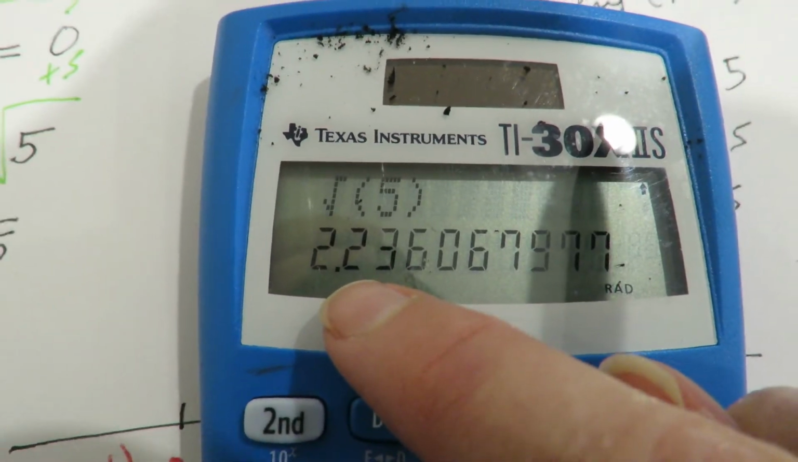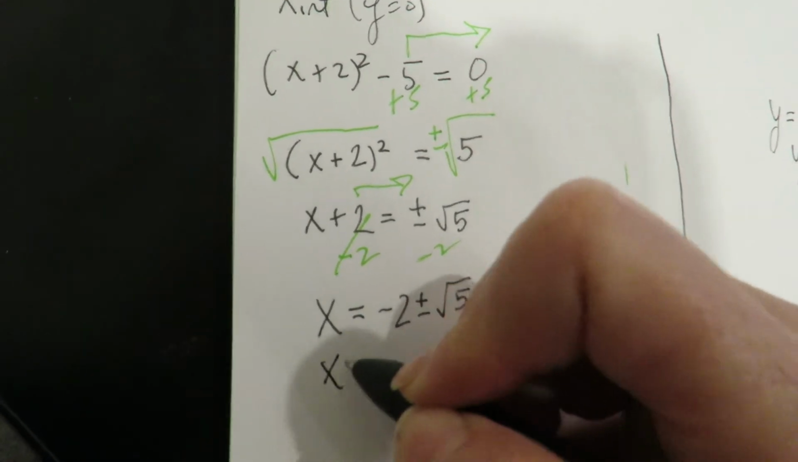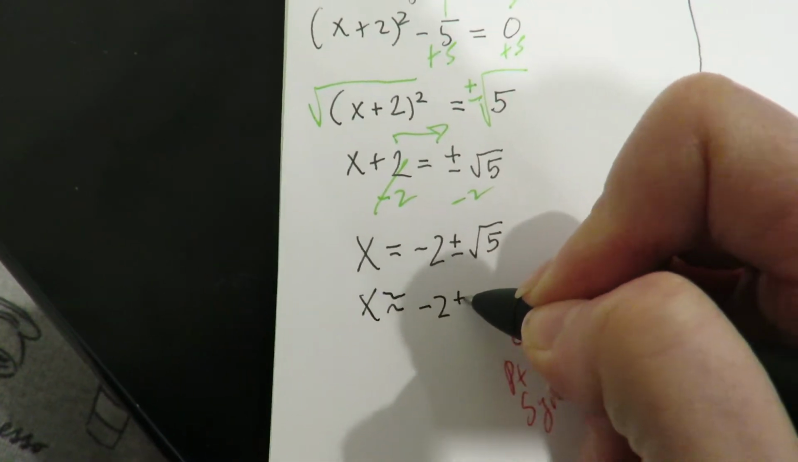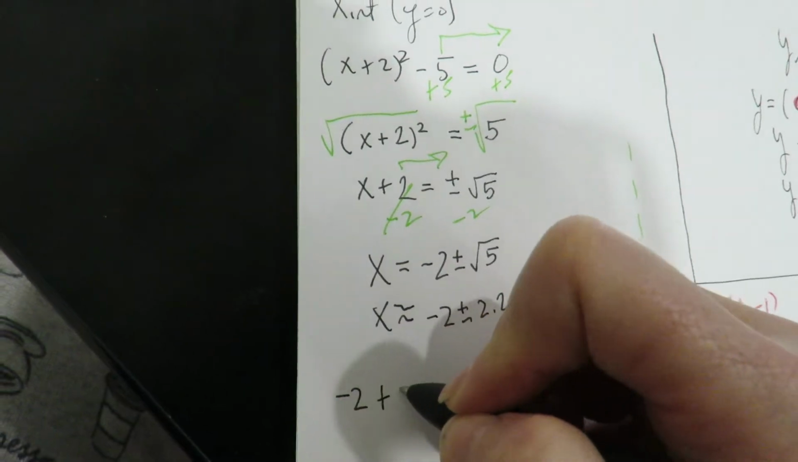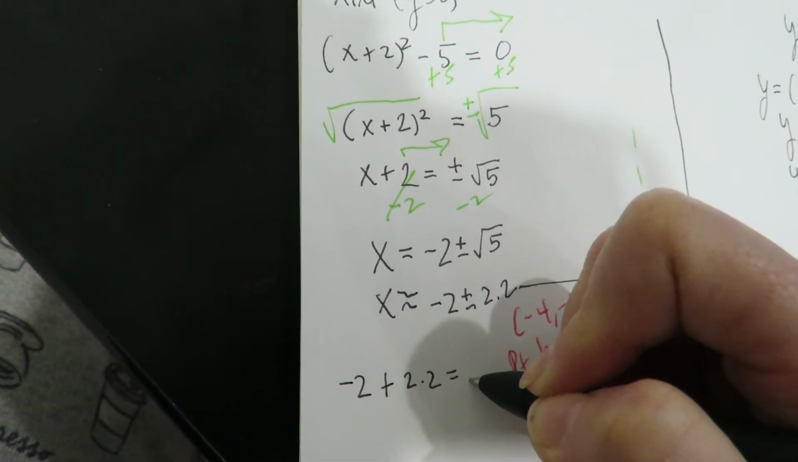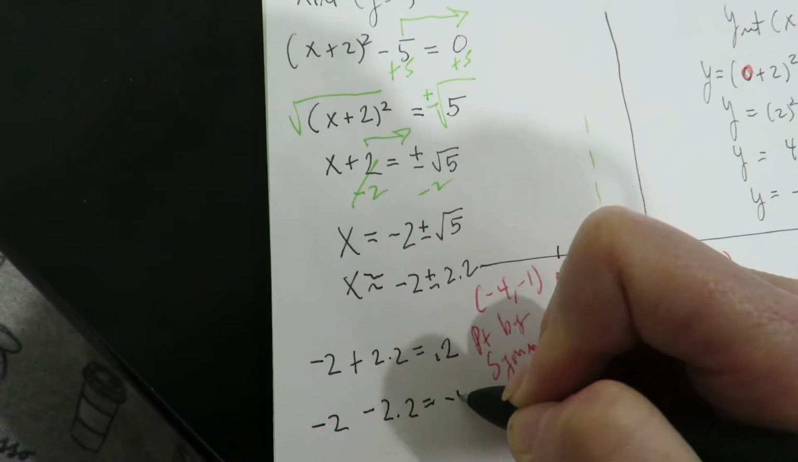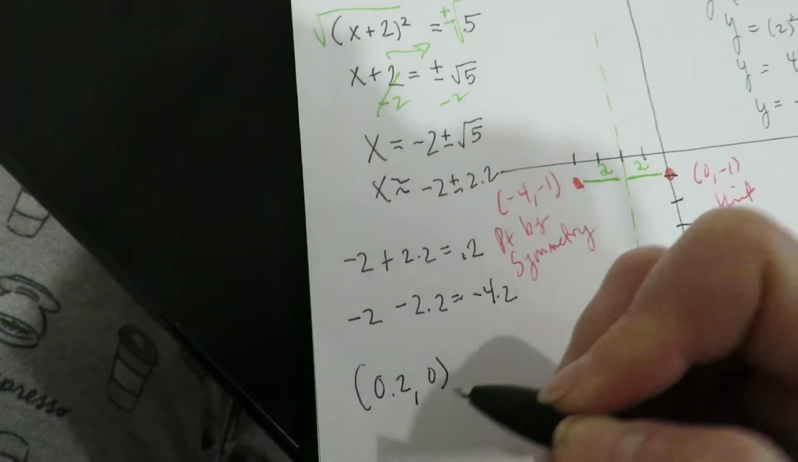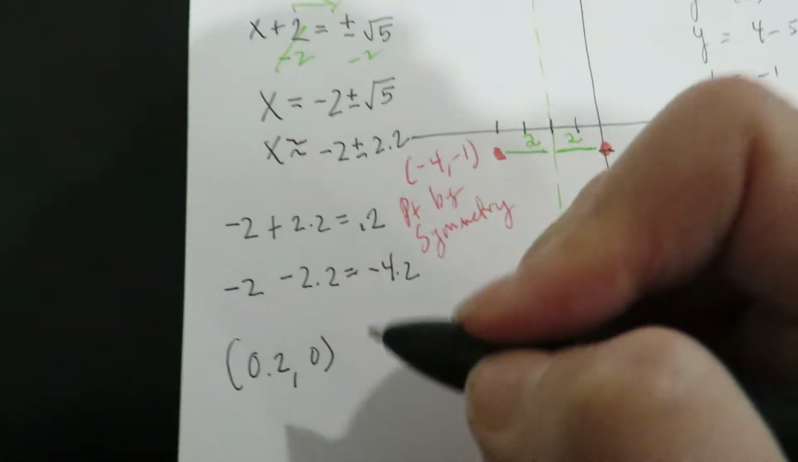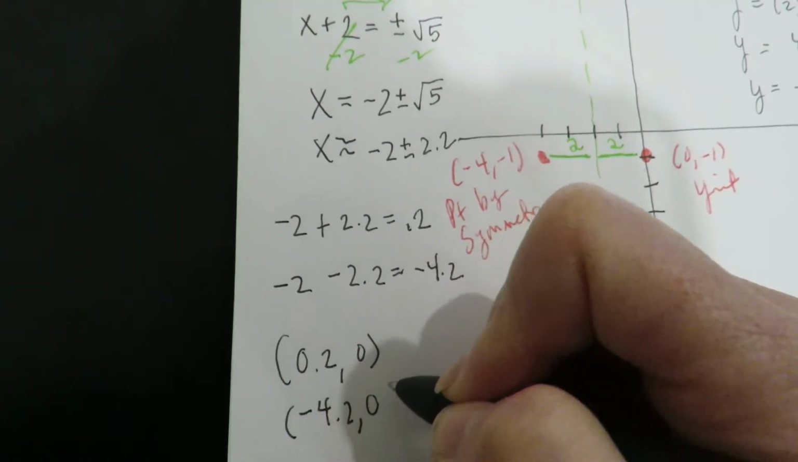Okay, and just do 1 decimal on this for me. So 2.23 would round down to 2.2. So we're going to estimate radical 5 to be 2.2. So now let me finish it. It's -2 plus 2.2, which is going to equal 0.2, and -2 minus 2.2, which is going to equal -4.2. So the two values I have are 0.2, 0, and -4.2, 0.